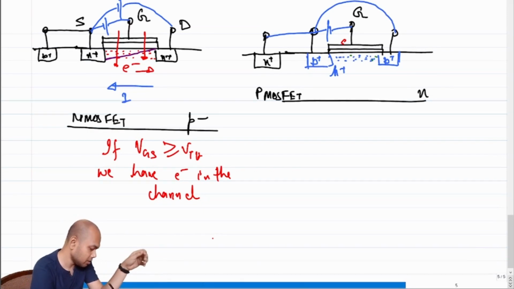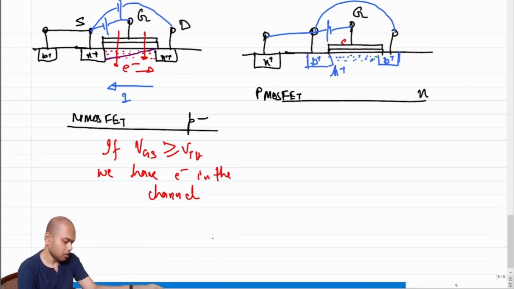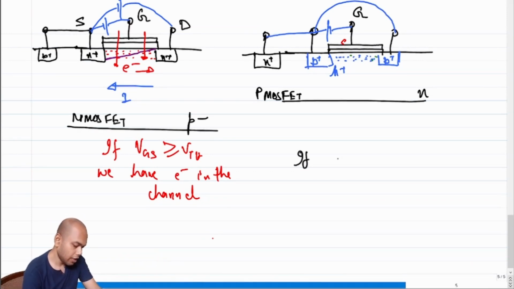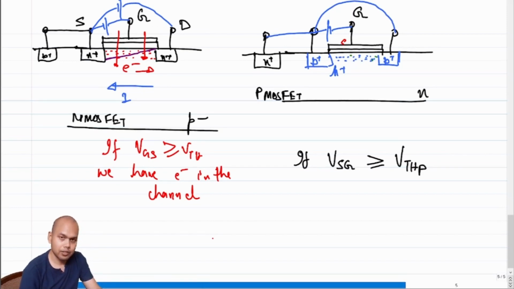So in other words, in this case, if VSG is greater than or equal to a certain threshold voltage, let me call this VTP, we have holes in the channel. We can talk about which is source and which is drain later on, but everything is connected right now.